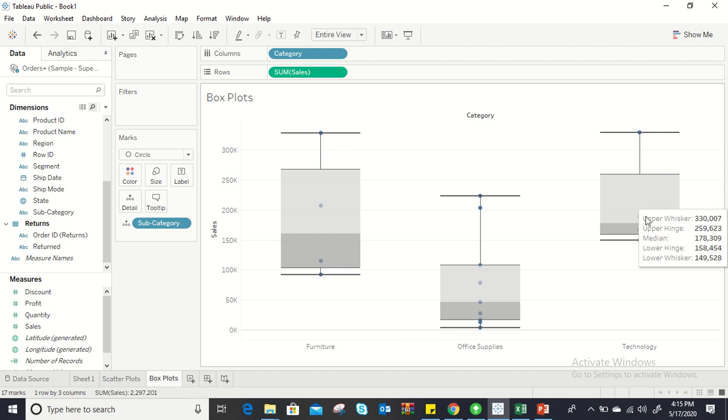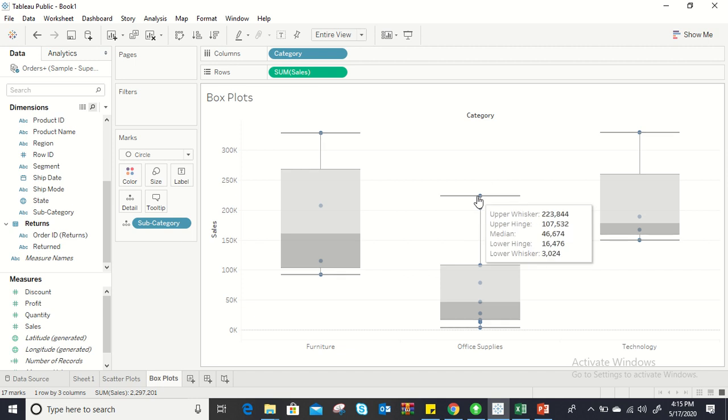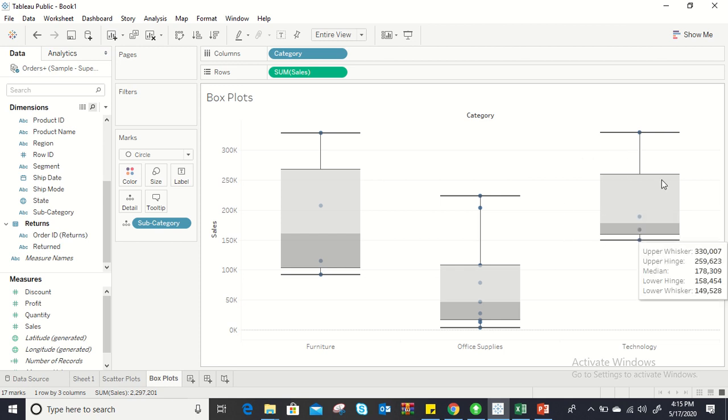So if the length of the box is high, then, if you look at office supplies, it starts at around $3,000 and it goes up to around $222,000, which means the distribution of products in office supplies is so huge and so varied, that's why the difference is coming here, right? So basically, in technology, there's a very small number of products, and the pricing of these products is closely distributed. It's not spread out across a large range, right?